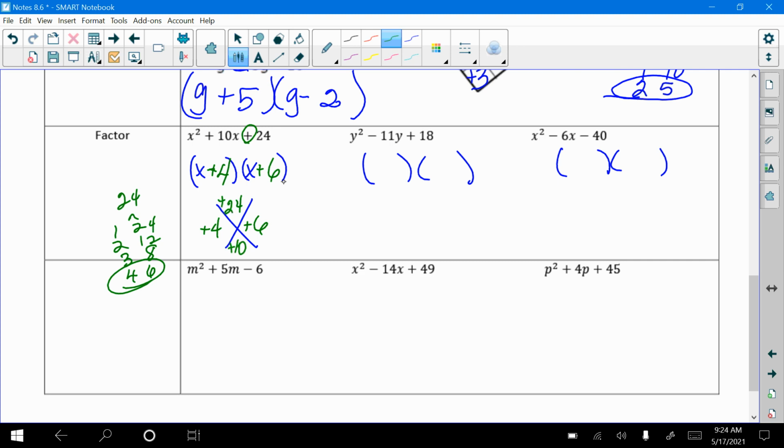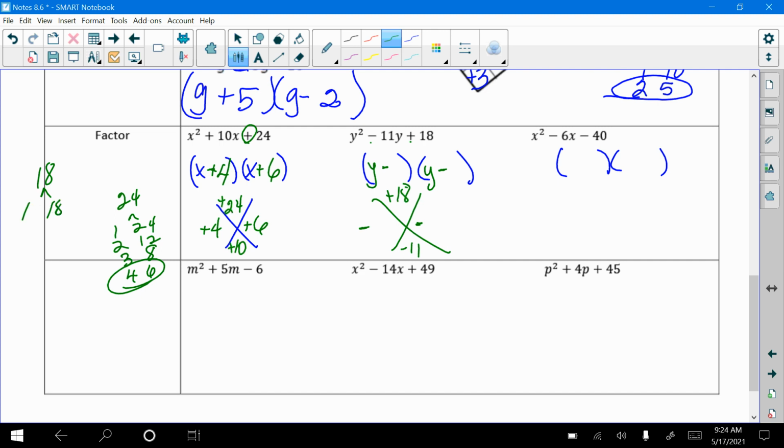All right, the next one. So we're going to put my little positive 18, put my negative 11. Okay, this tells me same signs, but they're both negative. So it's negative and negative, so y minus and y minus. Now I can say 18, the difference of 11, or actually the sum of 11. So 18, that's the same sign, so they're going to add up to 11.